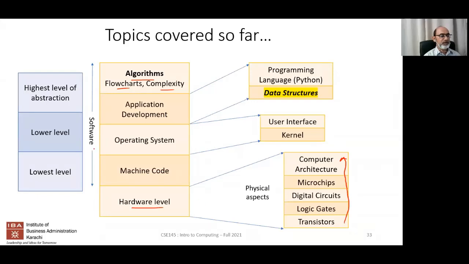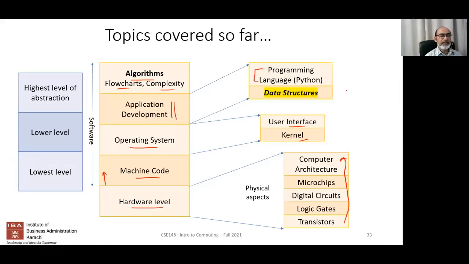So this is all the software level. Everything above this is the software level. We looked at machine code. We've looked at operating systems. We've looked at the user interface, which can be thought of at a high level of abstraction, and the kernel, which is lower level. So now we're going to go back to the application development. We also looked at programming language. We looked at Python to some extent.